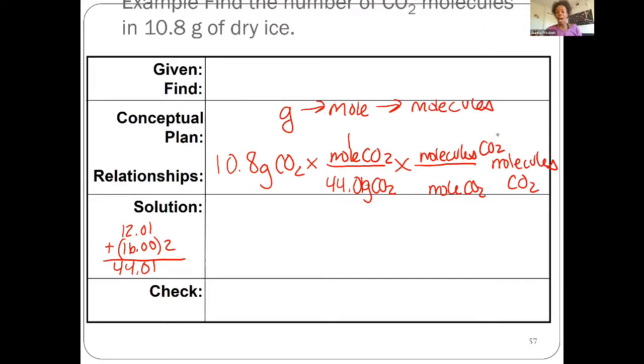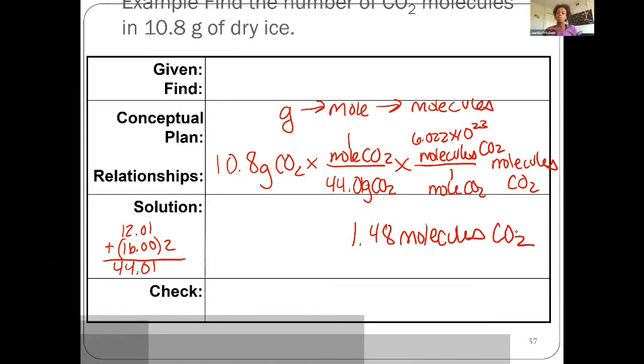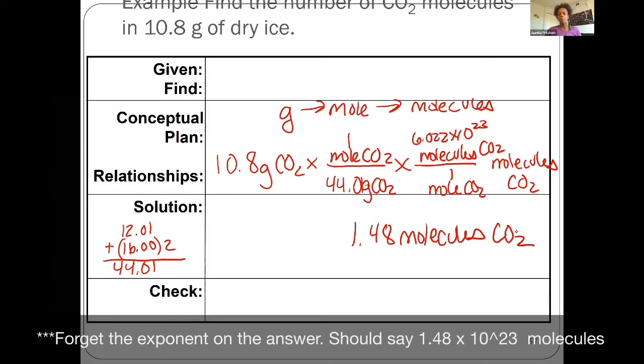And again, think back to Mole Island. We know we're going to use Avogadro's number, so it's that many when we're counting in 1 mole. We're then ready to put it in our calculators, so go ahead and do 10.8 times Avogadro's number divided by 44.01 grams. And what we end up getting is 1.48 molecules of CO2. Okay, make sure, again, multiply across the top, divide for anything that's on the bottom.